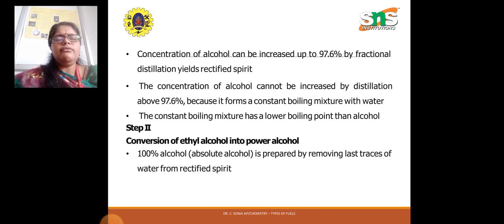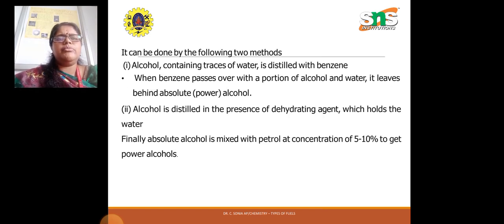Step 2: conversion of ethyl alcohol into power alcohol. 100% alcohol, that is the absolute alcohol, is prepared by removing the last traces of water from the rectified spirit. It can be done by the following two methods. Alcohol containing traces of water is distilled with benzene. When the benzene passes over with a portion of alcohol and water, it leaves behind absolute alcohol, that is nothing but the power alcohol. Or alcohol is distilled in the presence of a dehydrating agent which holds the water. Finally, absolute alcohol is mixed with the petrol at concentration of 5 to 10% to get power alcohol.